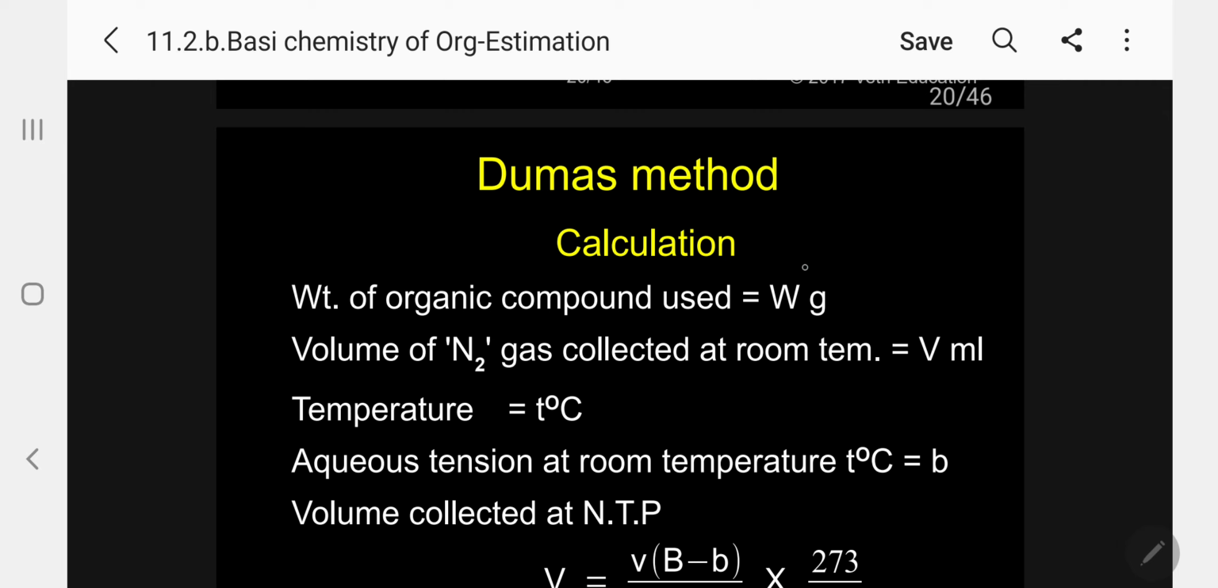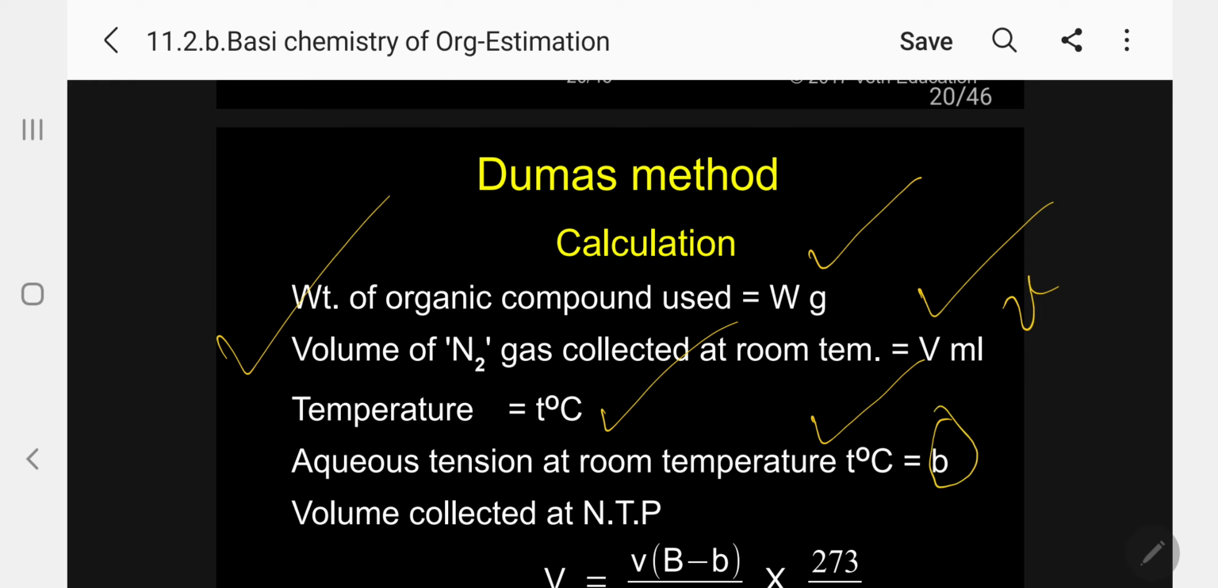Weight of organic compound used, W gram. Volume of N2 gas collected at room temperature, V mL. That is small v. Kindly follow. Temperature T degrees, room temperature. Now we must know the aqueous tension at room temperature; let us assume it is small b.